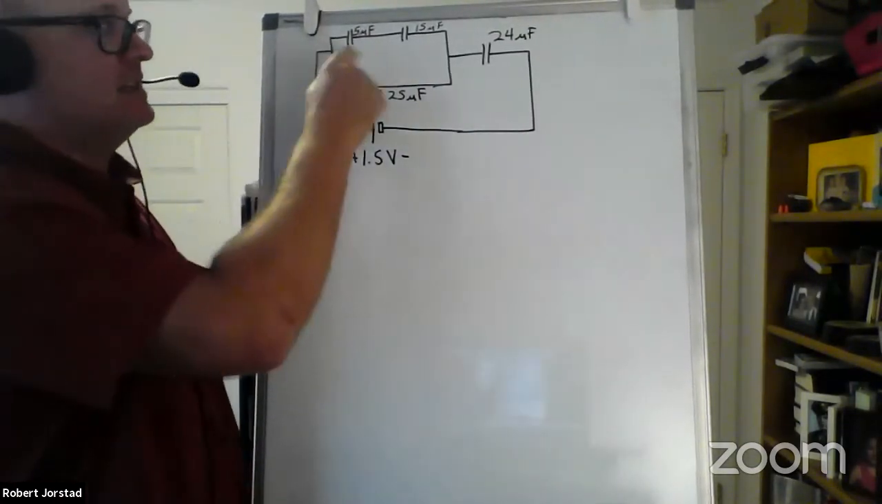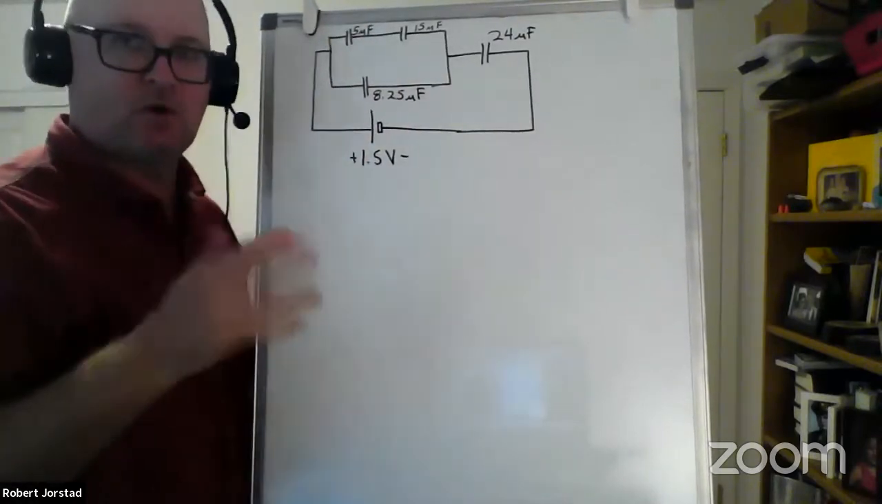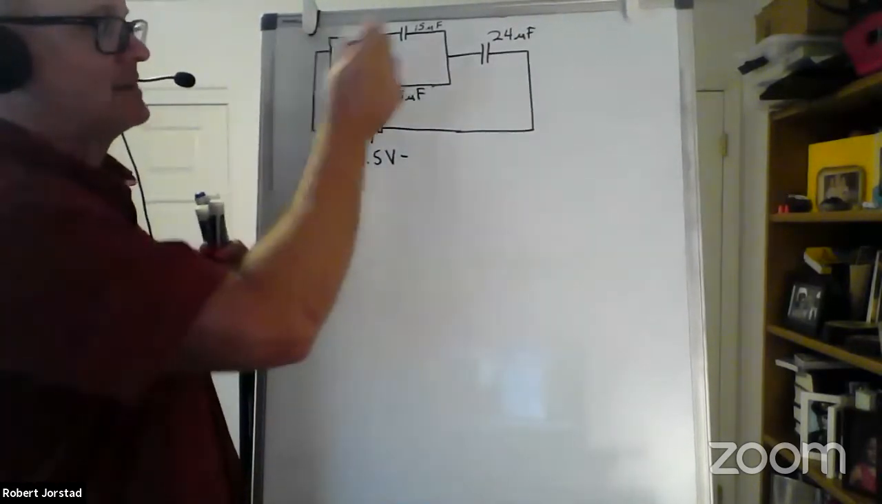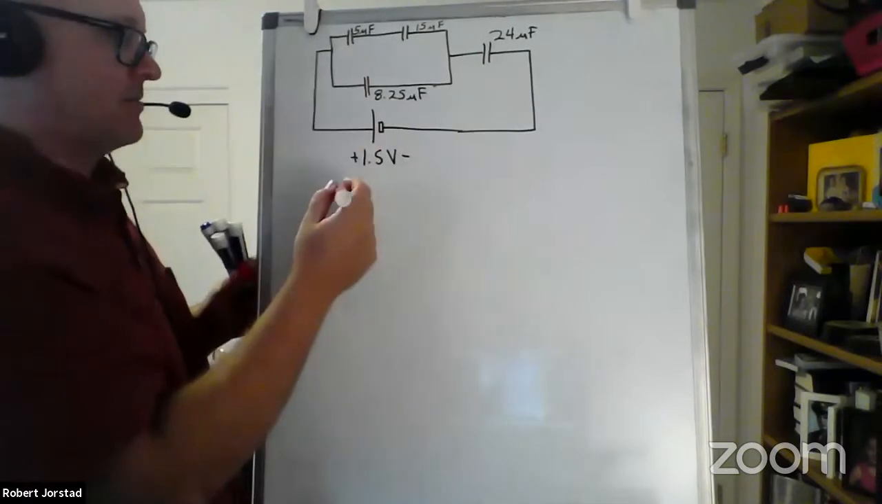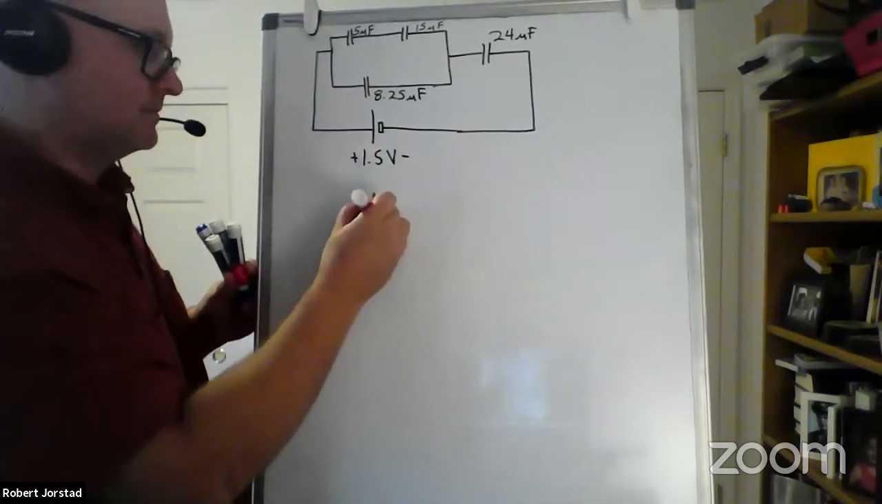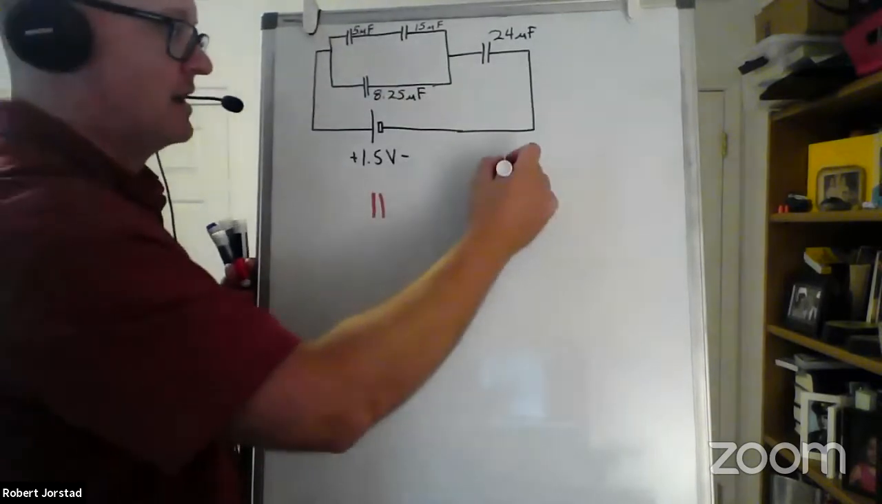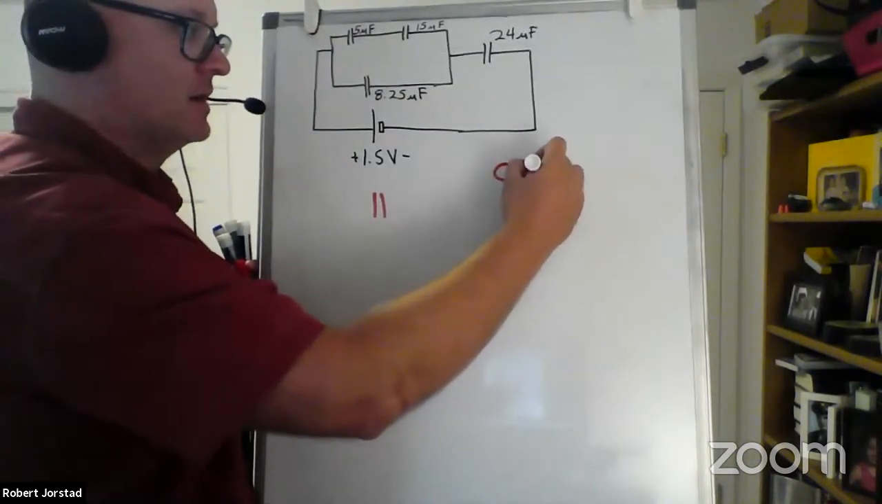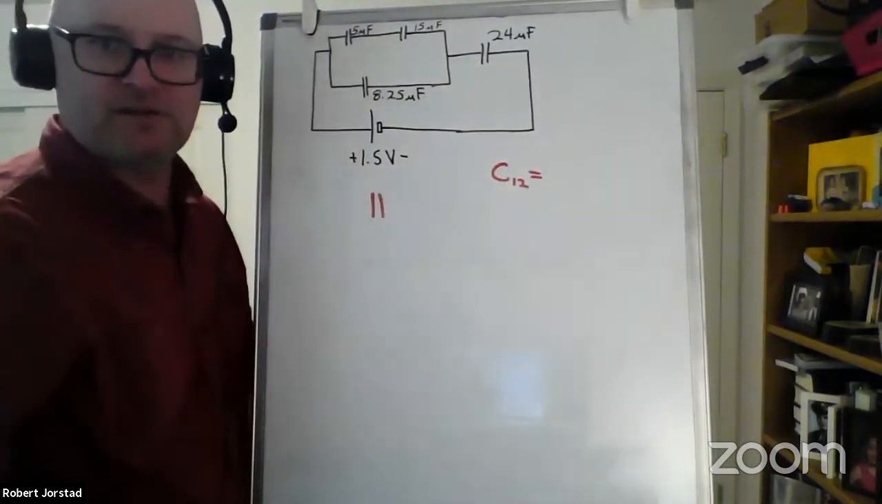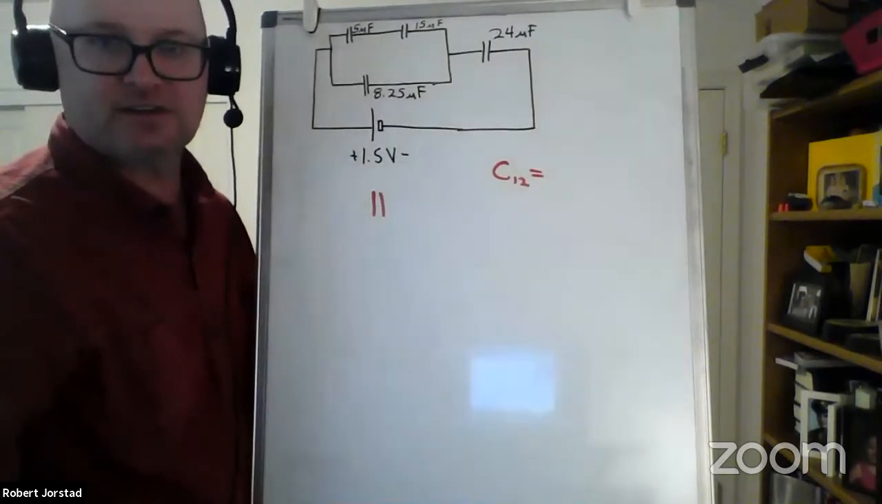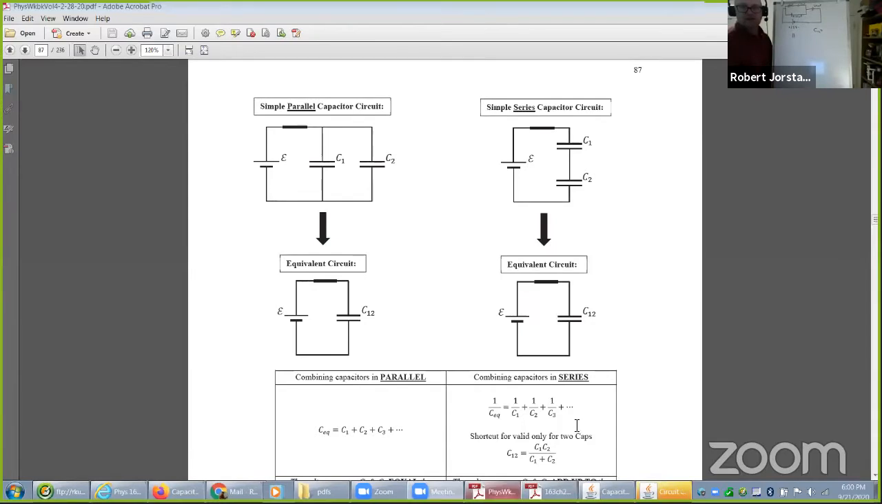So these two look like they're in series to me. More on that later. Okay, they're end to end. So I'm going to combine those two. What was the rule for combining them in series? Well, I know that C12, I'm going to use the shortcut from the previous page. I'm doing a series combination. So I'm going to use this rule. I'm going to use the shortcut, or you could use the long way if you want.